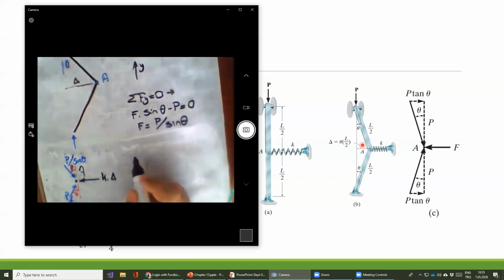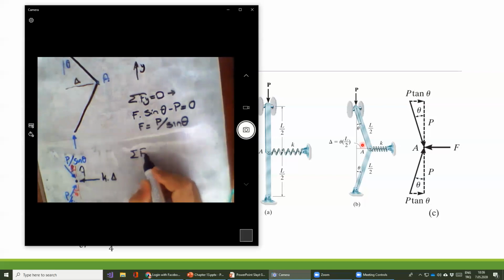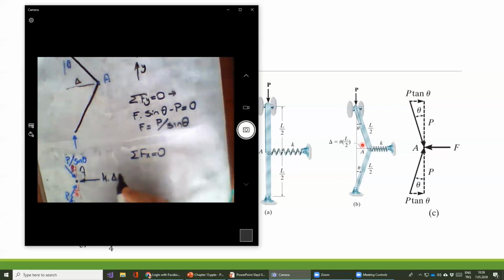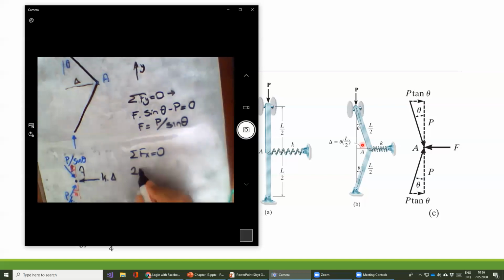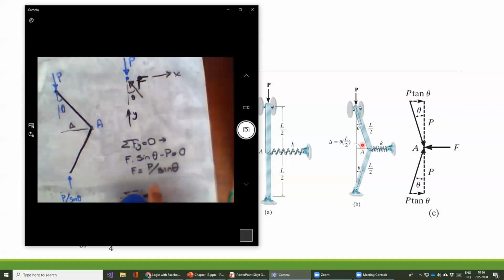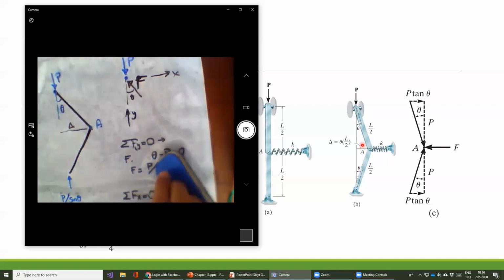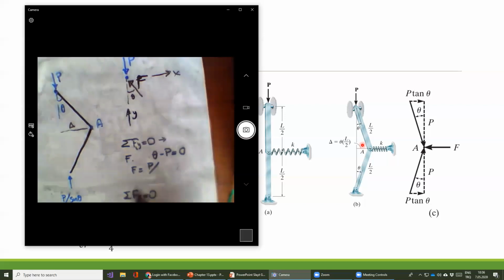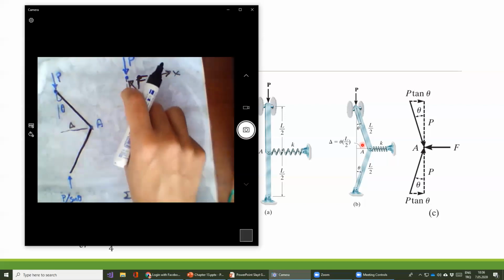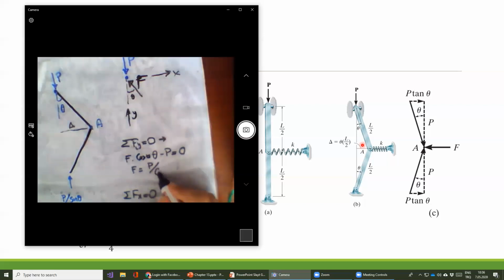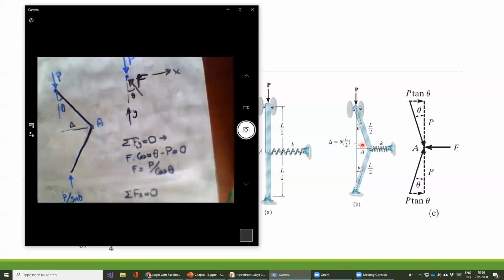If I want equilibrium for Fx equal to 0, we have two forces, 2P divided by sine theta. Actually, I'm sorry, I made a mistake. Here it is not sine theta, it should be cosine theta. Because of the angle here, I should write cosine theta. Sorry, therefore these terms should also be cosine theta.